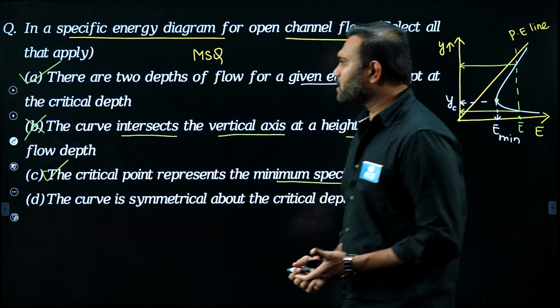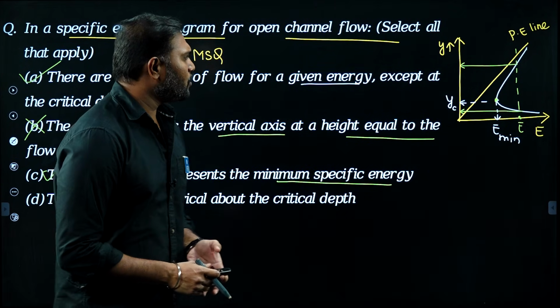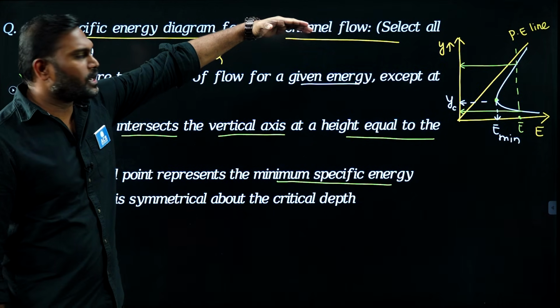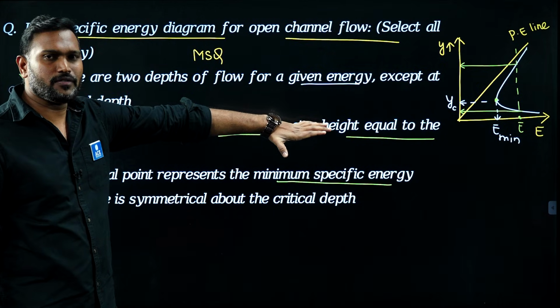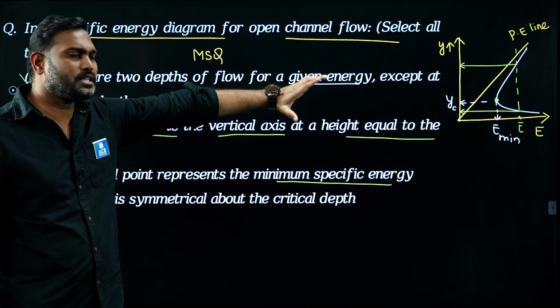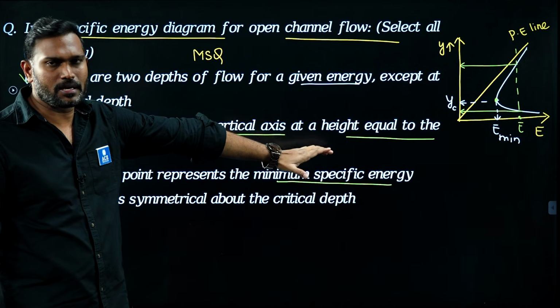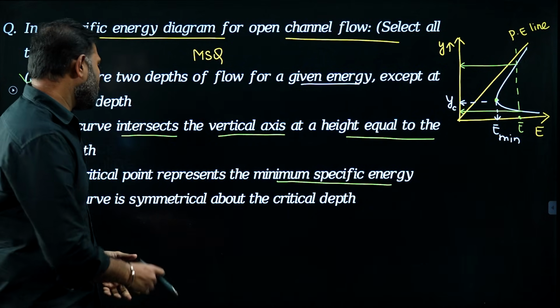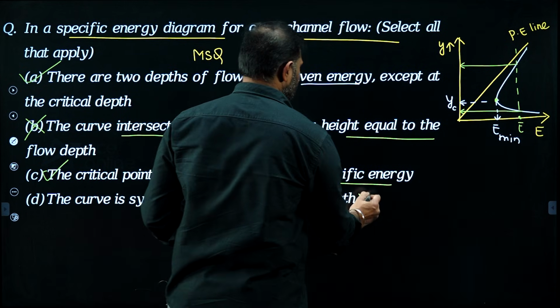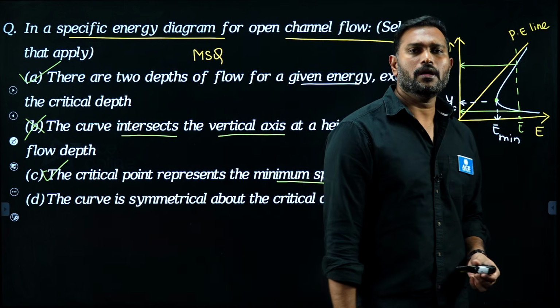Is it symmetrical about the critical depth? No, you can see above the curve is different, below the curve is different. That is not a symmetrical curve. That's a 3-degree parabola. It is not a symmetrical curve, so it's not a C shape. So it is not symmetrical about the critical depth. So that's also not going to be correct.